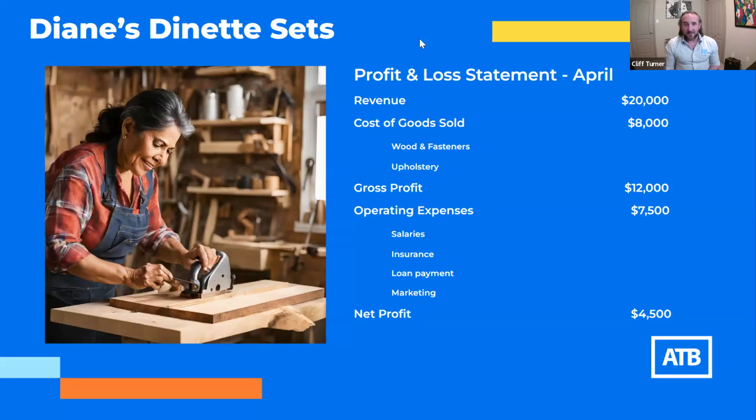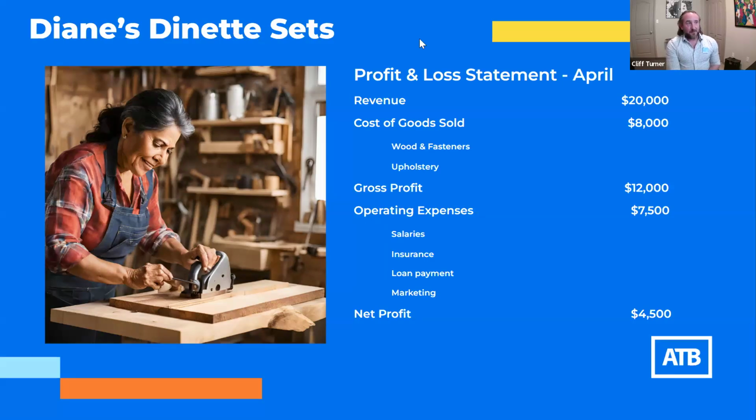Her operating expenses, or fixed expenses, whatever you'd like to call it, so that includes her salary, the part-time person's salary. She probably has a bit of insurance. She has a small loan maybe, some marketing expenses to make sure that the word gets out there. That costs her another $7,500 a month. So that leaves her with $4,500 in profit at the end of April. And remember, she's already paid herself. So this is a good month for Diane, right? I think we'd all be pretty happy with a month like that.